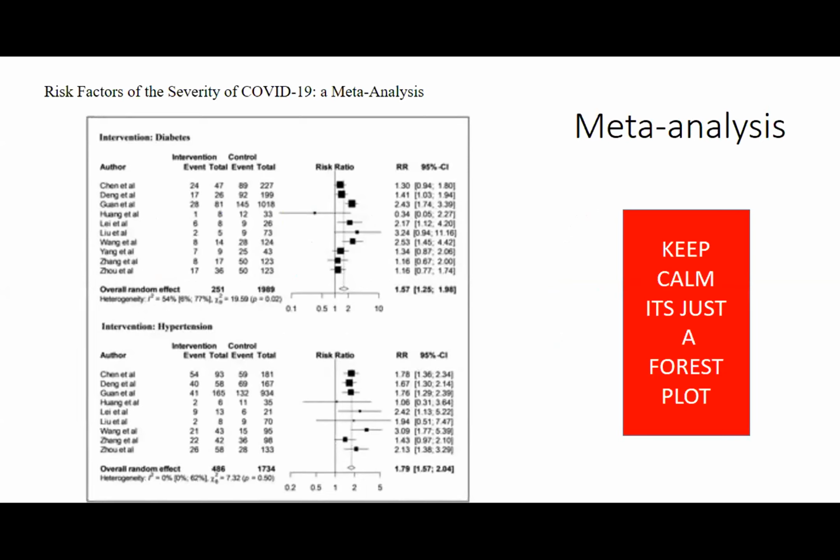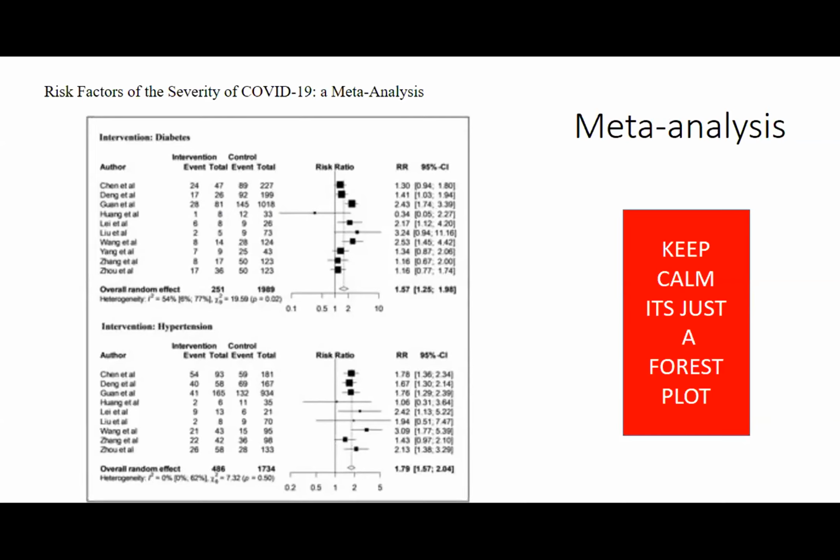These are two forest plots that come from a systematic review that's been done to look at risk factors for the severity of COVID infections. The top one gives you the results for diabetes, and the one at the bottom is the results for hypertension.